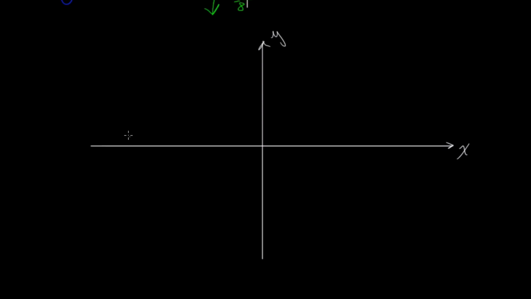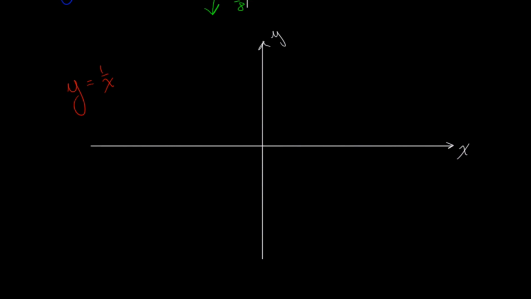Okay, 1 over x. If we plug in negative x, we're not going to get the original equation. When we plug in negative y, we're not going to get the original equation. However, if we plug in negative x and negative y, we get the original equation, and that means it is symmetric about the origin. So you can flip it this way, and then subsequently flip it that way, and you're going to get the exact same graph.